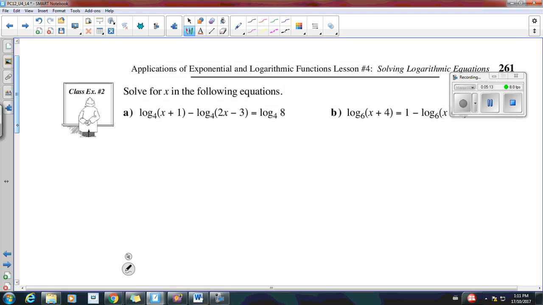Okay, of course these get trickier. So solve for the following. Log base 4 of x plus 1 minus log base 4 of 2x minus 3 equals log base 4 of 8. So remember, our goal here is going to be to write a logarithm on both sides in the same base so that we can just look at the arguments. Well, these two logs have the same base. They are being subtracted. So that means I can change this to division.